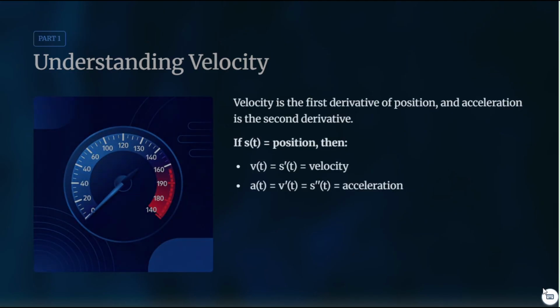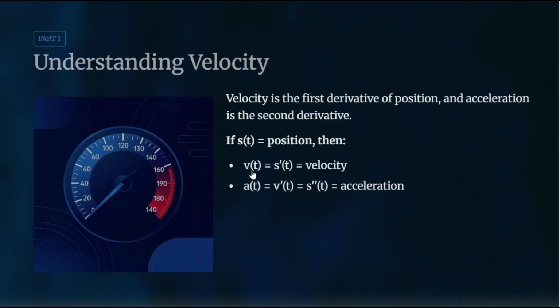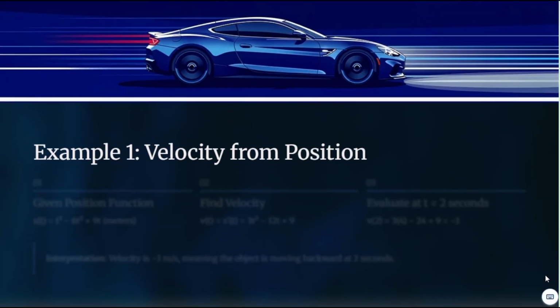Velocity is the first derivative of position, and acceleration is the second derivative. That is, if the function s of t represents the position, then we call s prime of t the velocity function, which is represented by v of t, and the derivative of v of t, which is the second derivative of the position function, is represented by a of t, which stands for acceleration. Let's see how this applies through this example.